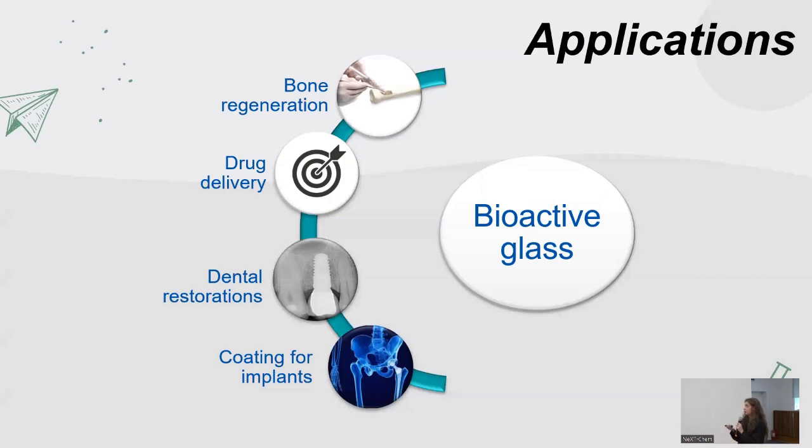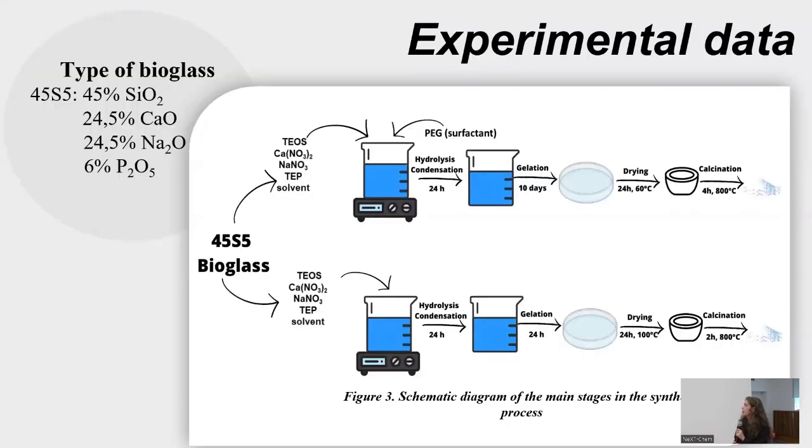Bioglass has various applications due to its unique biocompatibility. It is used in bone regeneration or as a carrier in drug delivery, in dental restoration and oral health care, and as a coating material for implants to improve biocompatibility. I've done some synthesis of a bioglass in order to obtain a 45S5 bioglass using these percentages and these oxides.